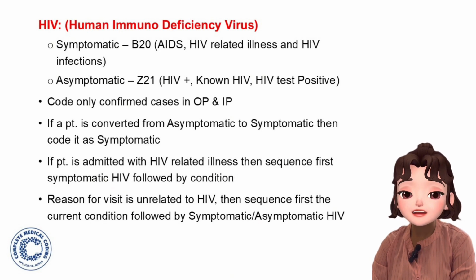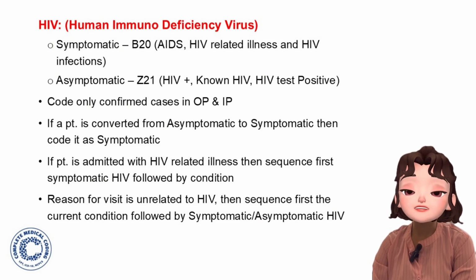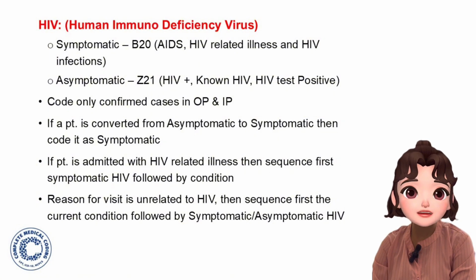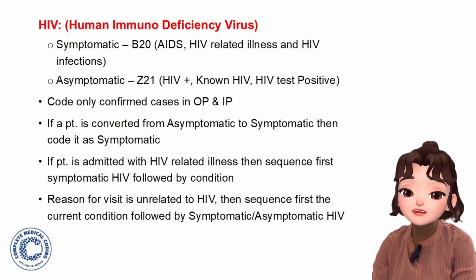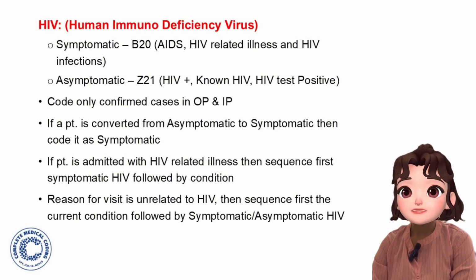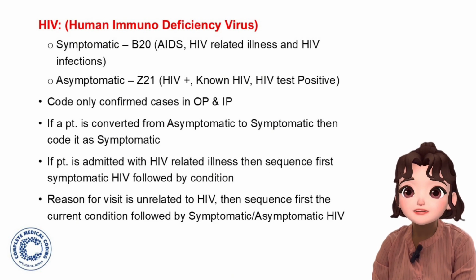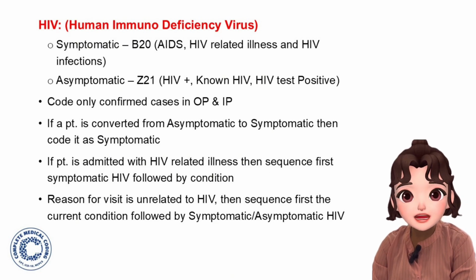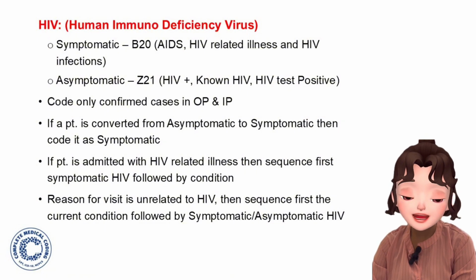Now, code only confirmed cases in OP and IP. So for HIV cases, not only HIV, for all diagnoses, you have to code only if it is a confirmed diagnosis. Similarly here in HIV, only if it is a confirmed case do you code it, whether it is in IP or OP.